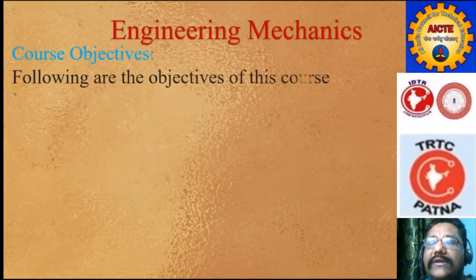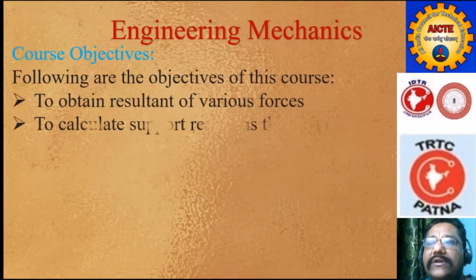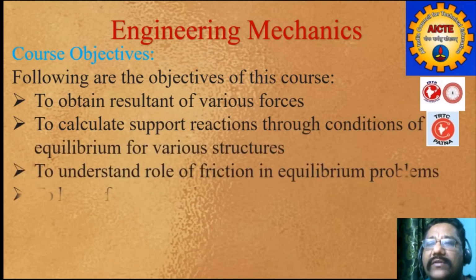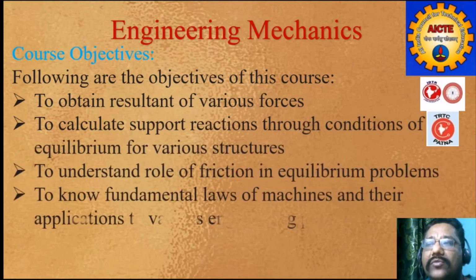Now the course objectives. The following are the objectives of this course: to obtain the resultant of various forces, to calculate support reactions through conditions of equilibrium for various structures, to understand the role of friction in equilibrium problems, and to know the fundamental laws of machines and their application to various engineering problems.